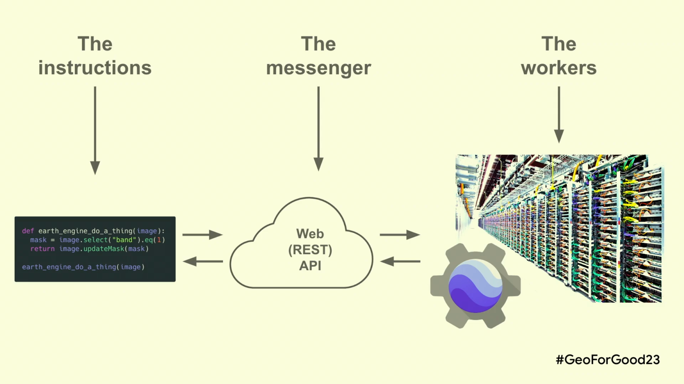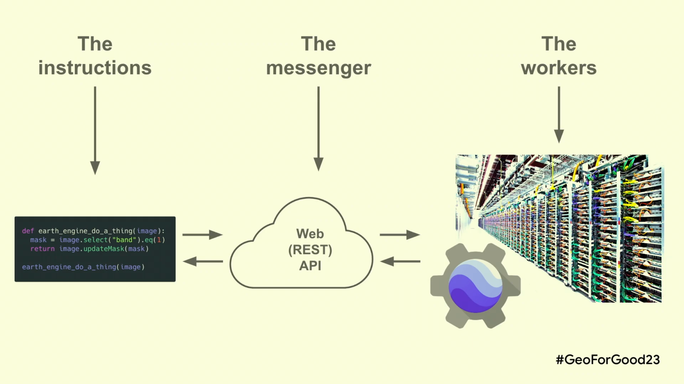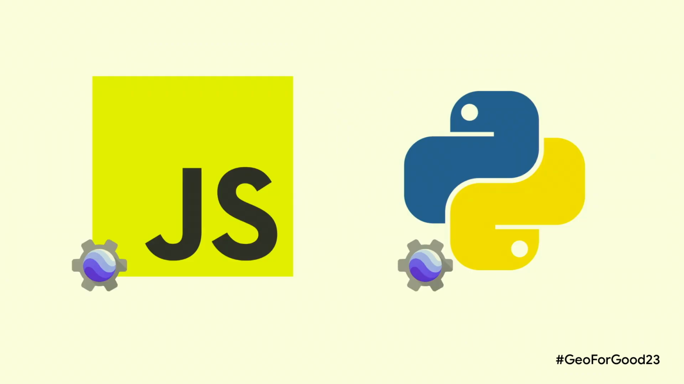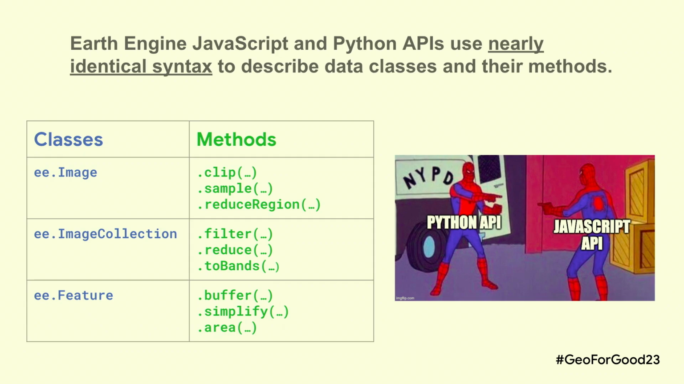And then they put it back together, usually in a reduced fashion, some statistical result, maybe map tiles that you want to view. And they send that back across the internet to your client where you can view it, interact with it, and maybe reuse it in some other bit of code. And so we can do this with two languages, JavaScript, which you would primarily interface with using the code editor. We also have a Python API.